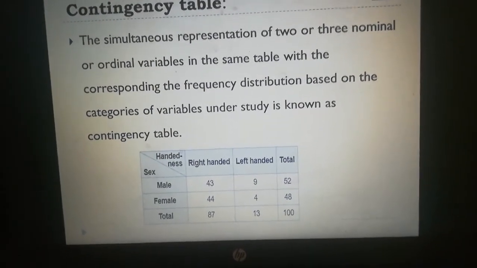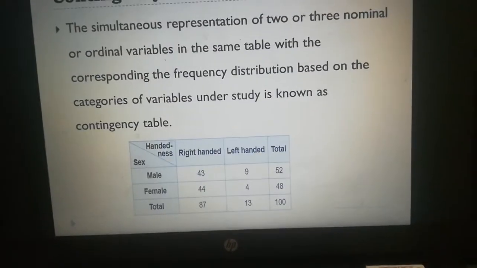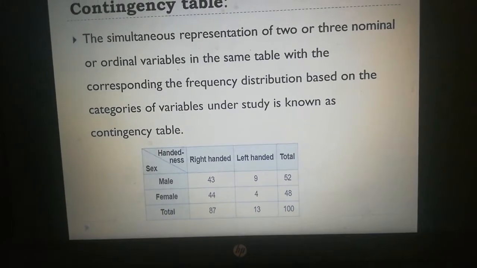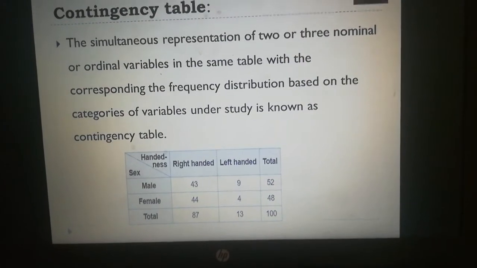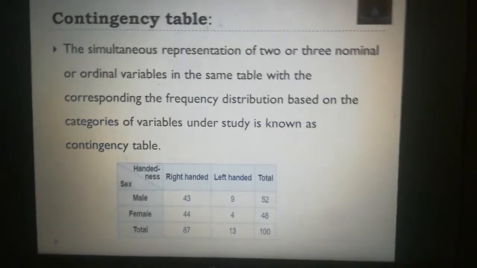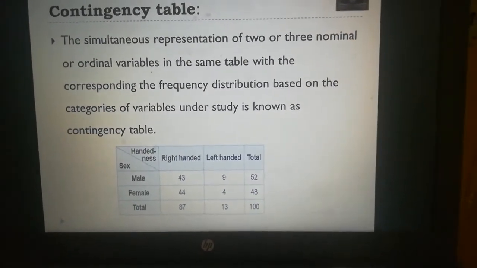Got it? So when 2 or 3 nominal or ordinal variables are represented with their frequency in the same table, then it is known as the contingency table.